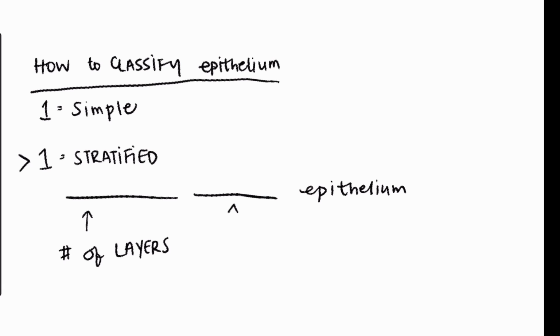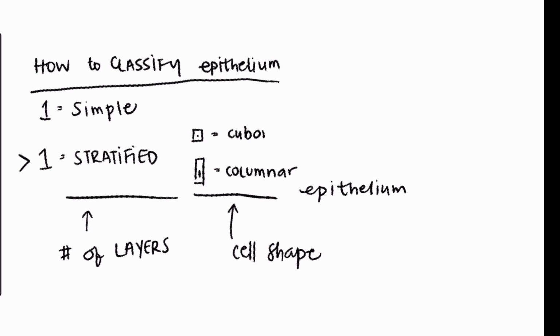The second word has to do with the cell shape. If it is like a column shape, it's called columnar. And I'm drawing the cells here if that looks funny to you. If it is like a cube shape, it is called cuboidal. And then if it's flat, this word kind of sounds like squished. It's called squamous.